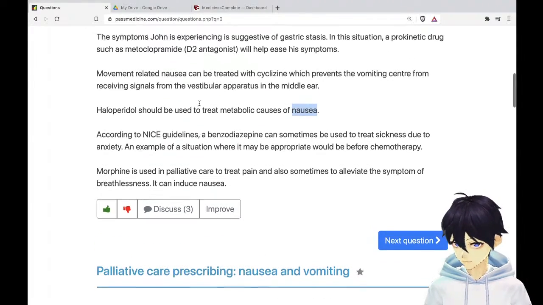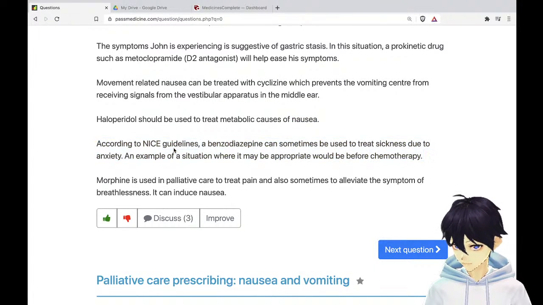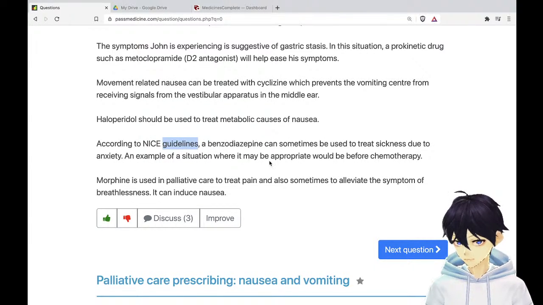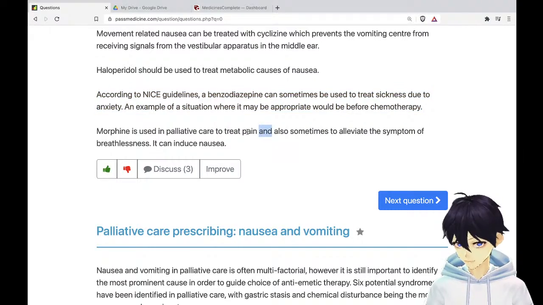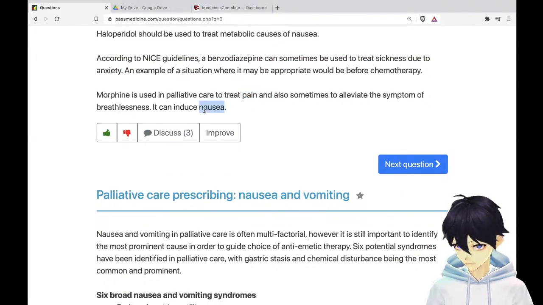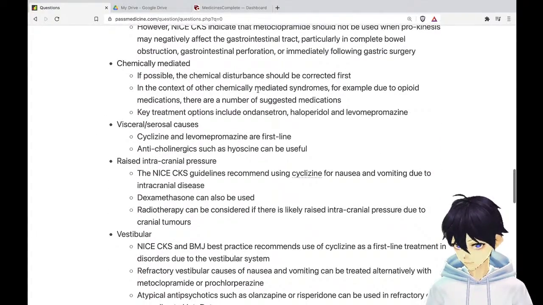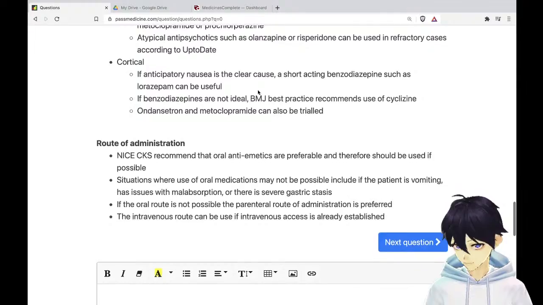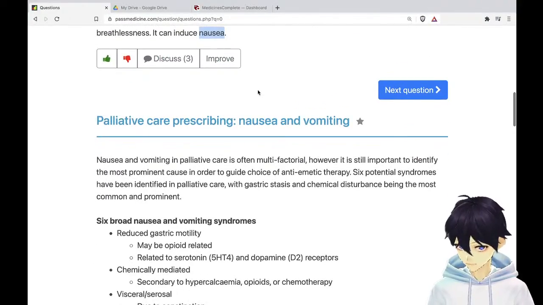According to NICE guidelines, where's the mention of ondansetron then? What's ondansetron used for? According to NICE guidelines, a benzodiazepine can sometimes be used to treat sickness due to anxiety. An example of a situation where it may be appropriate would be before chemotherapy. Morphine is used in palliative care to treat pain. It can induce nausea. Any mention of setrons?